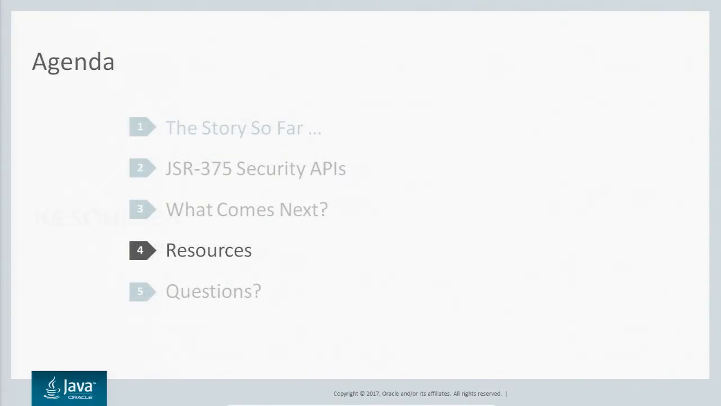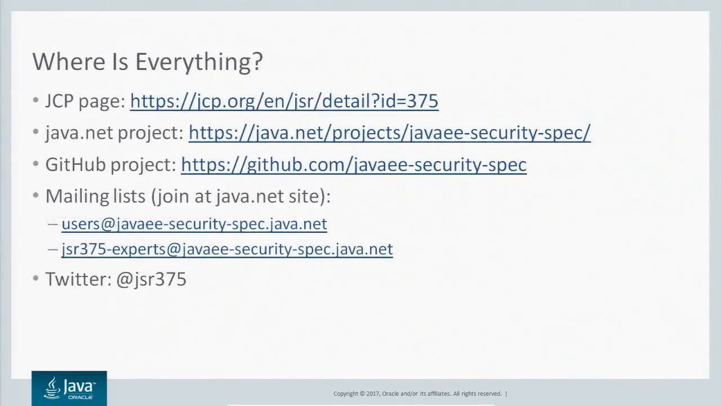So that's basically the content of the presentation. Here I've got a list of things you could look at if you're interested in more information. We've got the JCP page, the java.net project. The code and the spec are actually out on GitHub at the moment. We have a GitHub project.